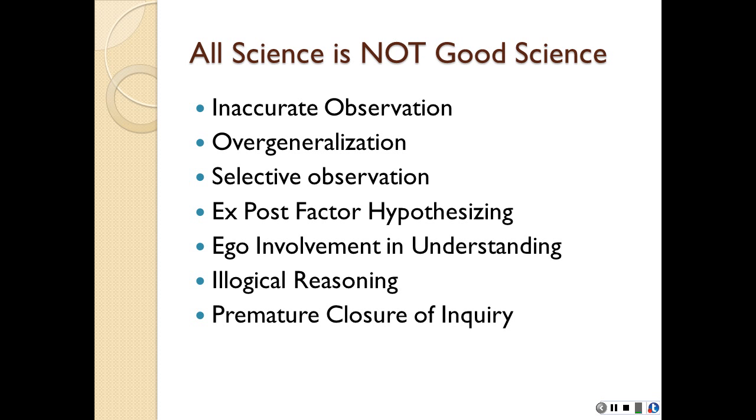The first one is inaccurate observation. Failing to see things that are right in front of us, or mistakenly observing things that aren't there, or misinterpreting what you see.